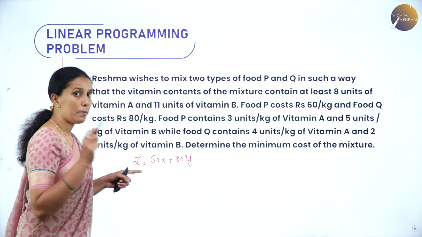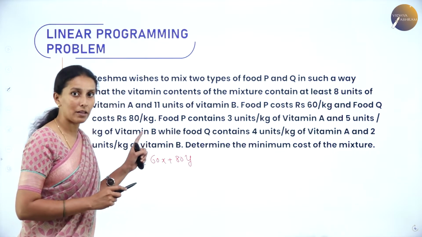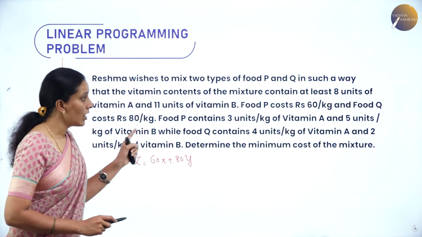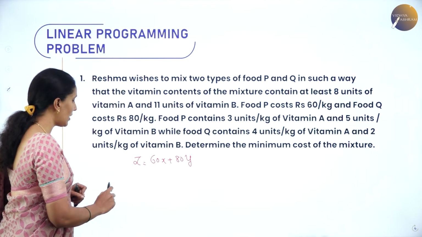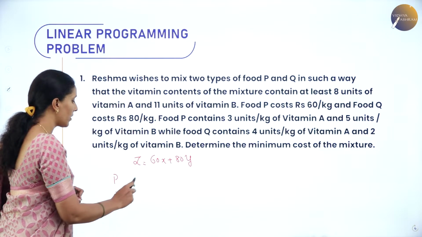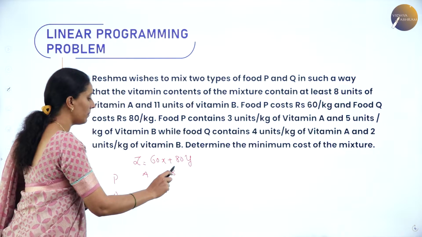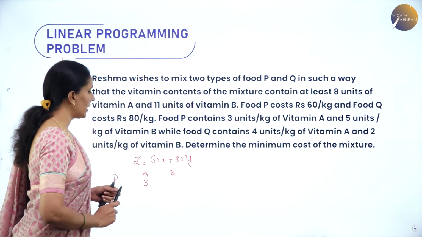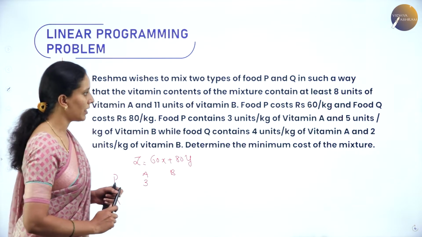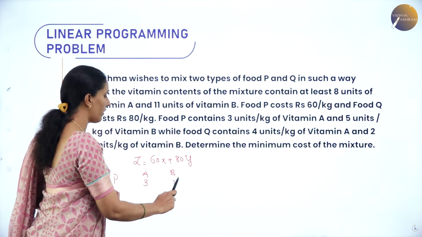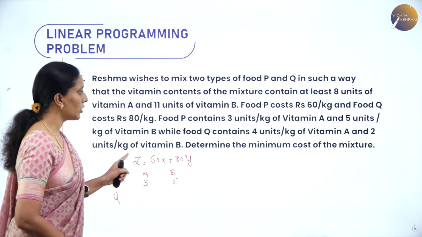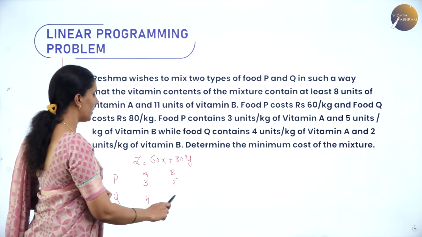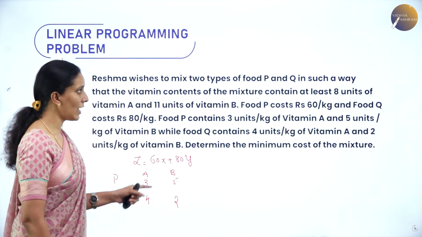Now we need to find out the minimum cost required to prepare the mixture. So that is, minimize z is equal to 60x plus 80y. Now what are the constraints we have? If I say food P and food Q, and this is your vitamin A and vitamin B, food P contains 3 units per kg of vitamin A and 5 units per kg of vitamin B. Similarly, food Q contains 4 units per kg of vitamin A and 2 units per kg of vitamin B. So these are the constraints we have.